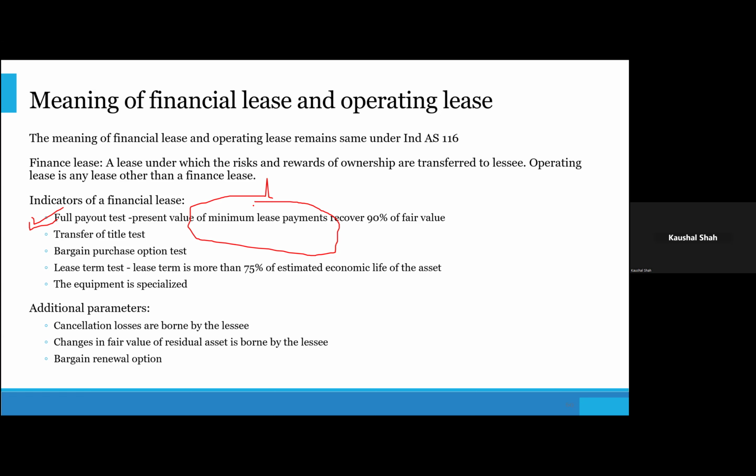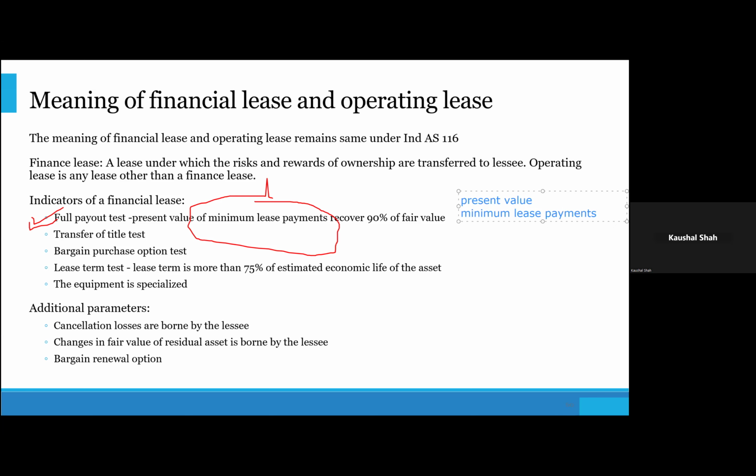That is, in order for the lease to qualify as an operating lease, the lessor's dependence on residual value in present value terms should be at least 10%. The lessor's dependence on residual value should be at least 10 or above. We are using two terms here. Number one, present value. Number two, minimum lease payments.